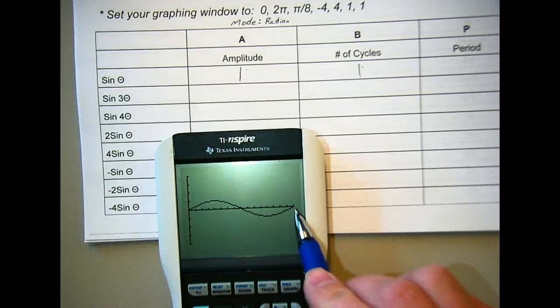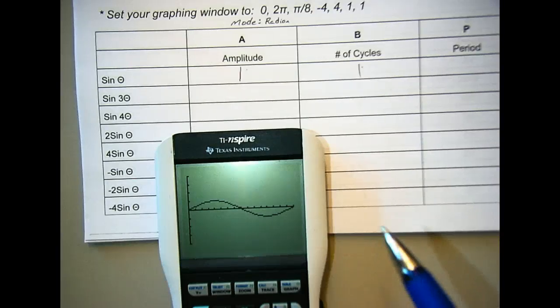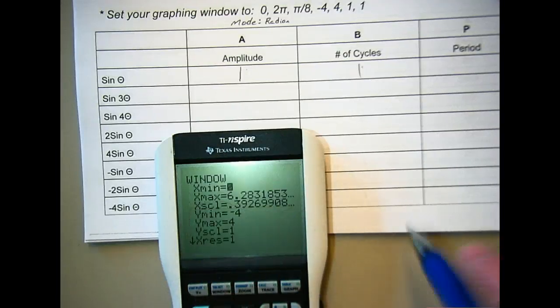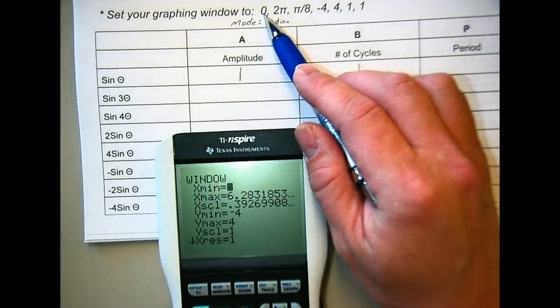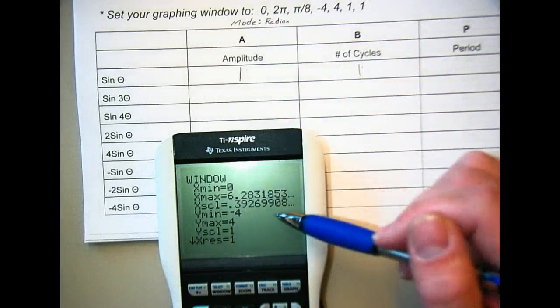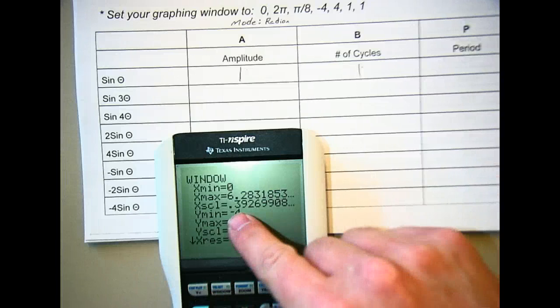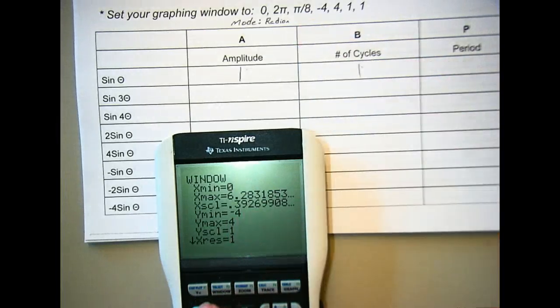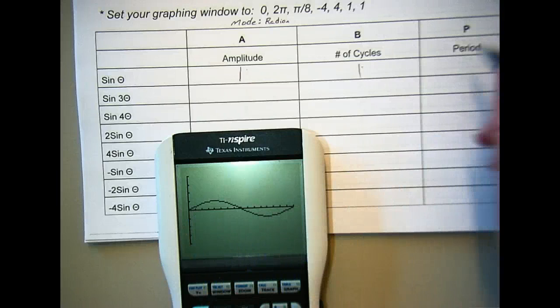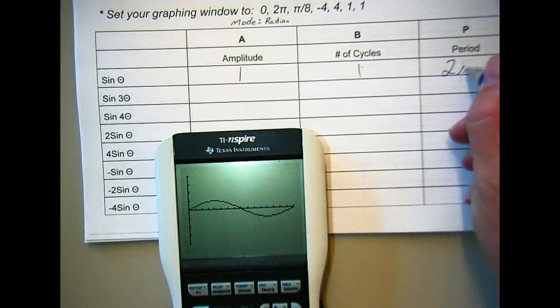Well, once again, 360. Some of you aren't paying attention here. 2 pi. Once again, you need to know what the scale is. If you're looking back at your window, remember we went 0 for our y minimum. Our maximum was 2 pi. It changed it to 6.28. Okay? And then we went up by pi over 8. So when we're looking at our graph, that's going from 0 to 2 pi. That was the length of 1 cycle. So a period is 2 pi.